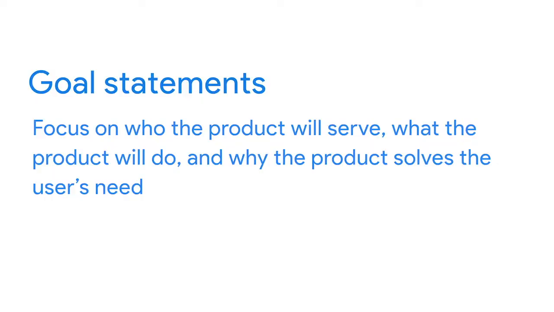So, at this point in the design process, we're transitioning from the problem the user is facing to the solution we can provide as UX designers. The problem is defined in the problem statement, and the solution is listed in the goal statement. Goal statements cover who the product will serve, what the product will do, and why the product solves the user's need. To answer the who, what, and why, you should lean on the user research you've already conducted. The easiest way to find out the who, what, and why is to refer back to your problem statement.